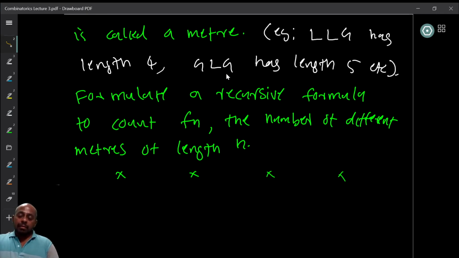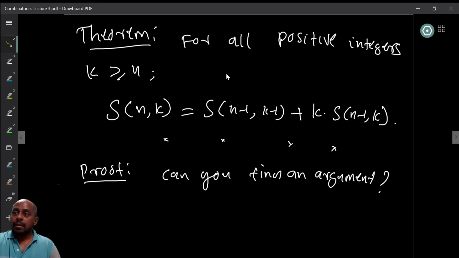So formulate a recursive formula to count F_n, where F_n is the number of different meters of length n. Define F_0, F_1, etc. Find some initial conditions and write a recursive formula to define F_n. And if you can solve the recursive formula, even better. But at the moment, I want you to come up with a recursive formula for this. So this is what I want you to do.